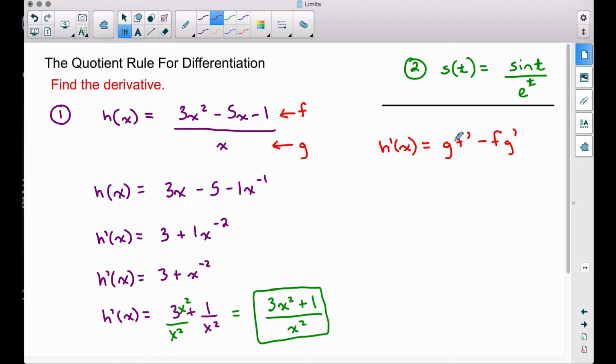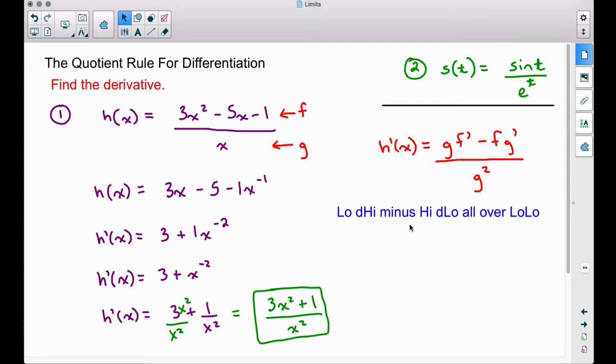So really what we're doing here is we're leaving g alone. We're multiplying by the derivative of our top function, subtract the top function times the derivative of our bottom function. We're kind of doing a switch here. And be careful with the order that you do these, since we are subtracting. And then we want to divide all of this by the bottom function squared. And a way that we can also remember this in order, making sure we don't mess up with our minus, look at what I have here. Low d high minus high d low all over low low.